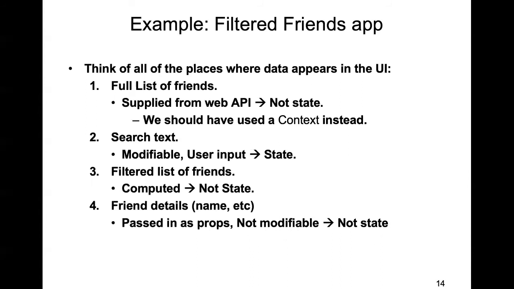And number four, if you took any particular friend displayed on the UI, like their name and their email, that's data as well, but that was actually data that was passed in as props to the friend component, if you remember. So it wouldn't be state either.